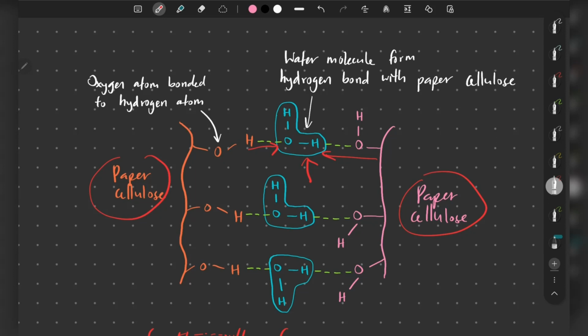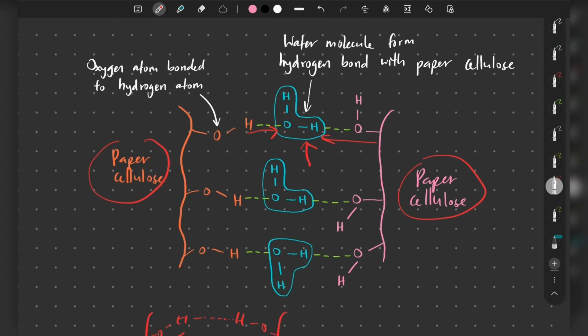Okay, so when it forms hydrogen bonds with the water molecule, they attract to each other, so they will stick to each other when they form a hydrogen bond with the water molecule.